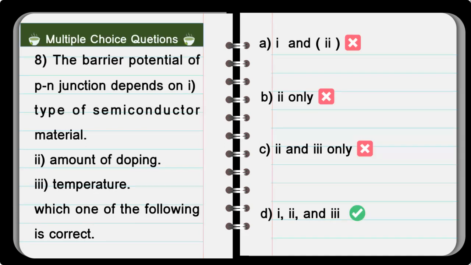Question number 8. The barrier potential of p-n junction depends on 1. Type of semiconductor material. 2. Amount of doping. 3. Temperature. Which one of the following is correct? Option A. 1 and 2 only. Option B. 2 only. Option C. 2 and 3. Option D. 1, 2 and 3. Correct answer is option D. 1, 2 and 3.